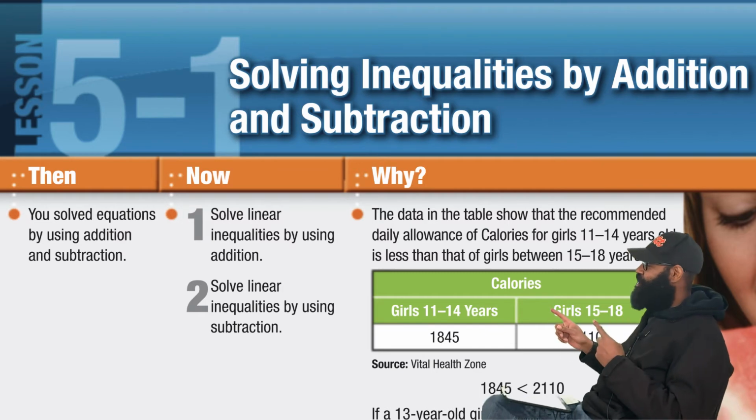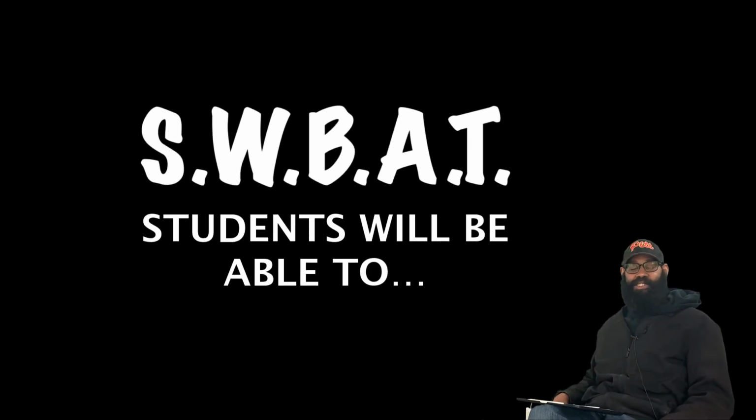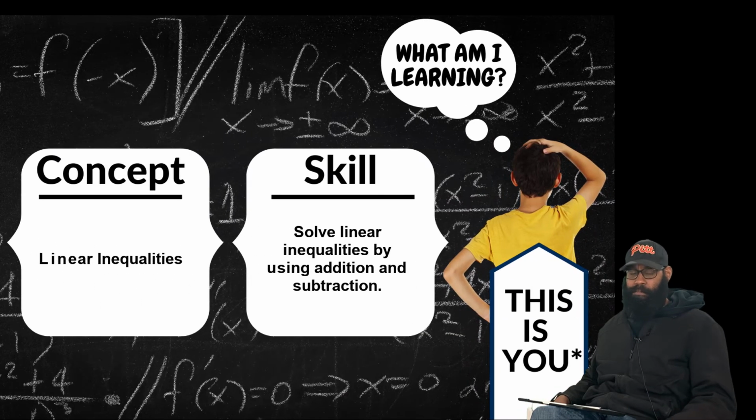Let's take a look at what they want us to do. So it looks like, guys, chapter 5, lesson 1, solving inequalities by addition and subtraction. Solve linear inequalities by using addition. All right, sounds like a one step. Solve linear inequalities by using subtraction. Students will be able to solve one-step equations, but they're not equations, they're inequalities. So the skill: solve. The concept: inequalities.